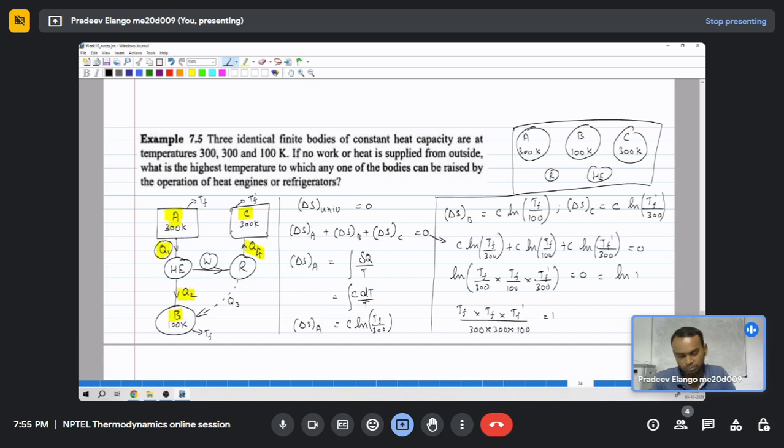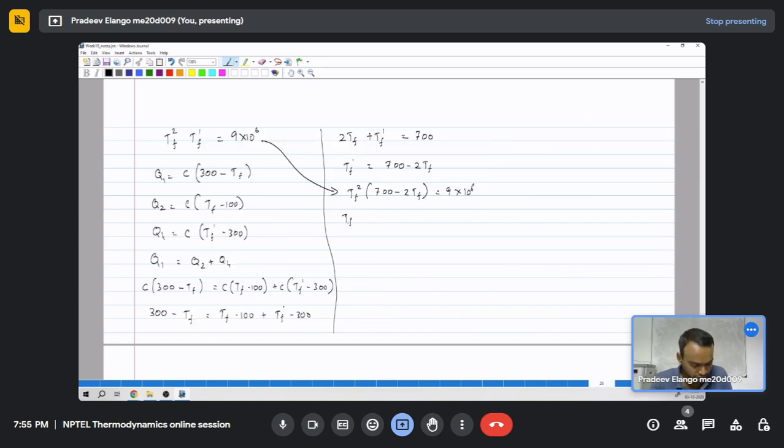Intuitively we can say that TF can be somewhere between 300 and 100. So we can take an average value, that is TF is equal to 200. Then we can calculate what is the LHS. So now LHS is 12 into 10 power 6. Now you cannot directly say if you have to increase or decrease. I will just try with 180. Then we have LHS as 11.016 into 10 power 6. So now we know we should decrease the value of TF to reach 9 into 10 power 6.